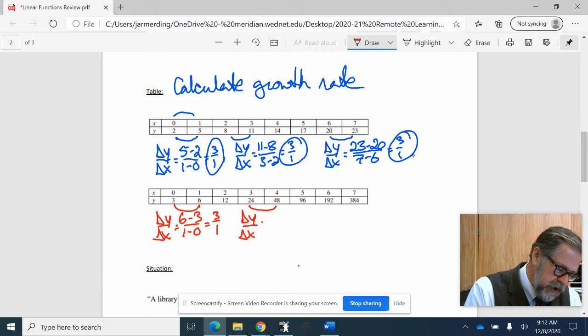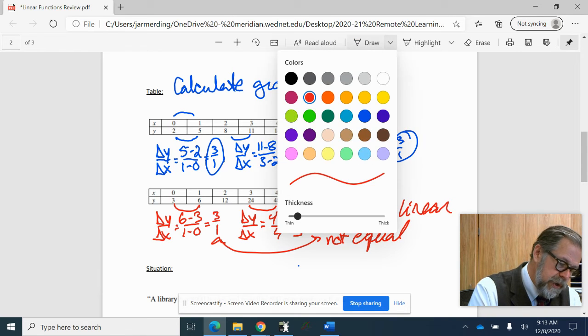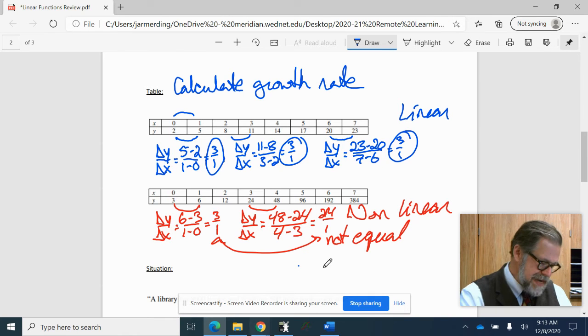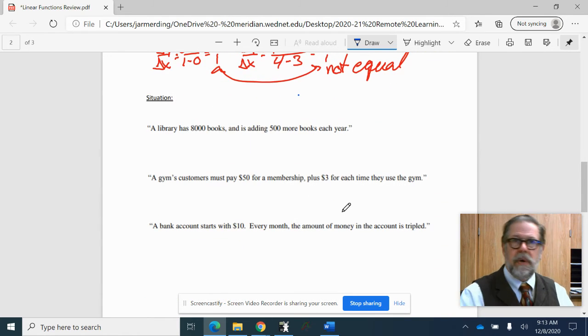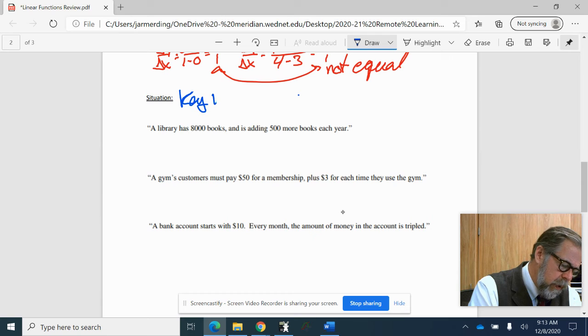Change in y over change in x is 48 minus 24 over 4 minus 3, which is 24 over 1. Notice that these are not equal, and therefore this is nonlinear. And just to remind ourselves, we'll go back up here and we'll write linear next to this one. All right, trying to get through this as quickly as possible so you don't have to sit and watch a big, long video. Here's what we're doing: we're looking for keywords that mean constant growth.